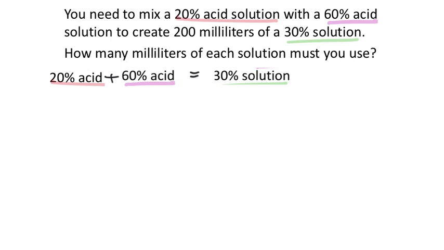So we've got the 20% solution. I'm going to say that X is the milliliters of the 20% acid. And then the other value, the 60% solution, again, we don't know how much that is, so I'm going to use Y on this one. Again, that's milliliters of 60% acid.